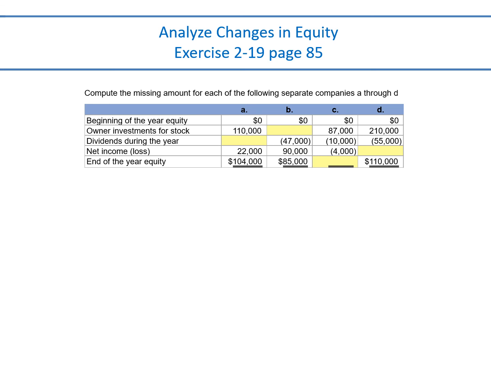All right, I think this is our last example, maybe second to last. So let's talk about changes in equity. What they're asking us to do here is to compute the missing amount for each of the following separate companies, A through D. This is really just our algebra problems. So if we know the beginning of the year equity is 0, plus owner investments of 110, plus X, plus 22 equals 104, let me get out my handy dandy pen.